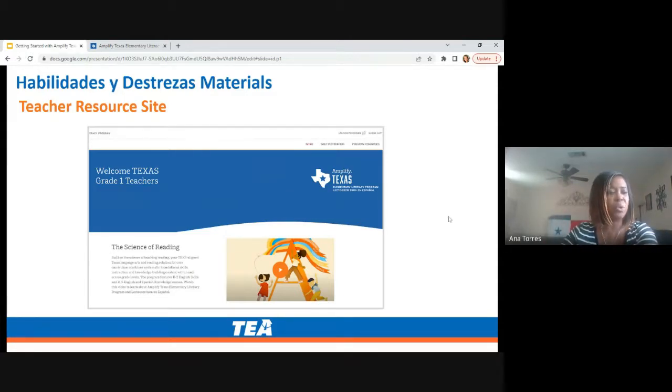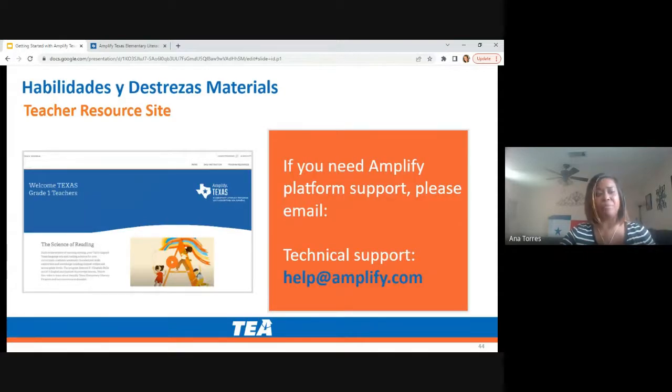But want to make sure that if you need any platform support, for those of you who have credentials, please make sure that you email technical support help@amplify.com. Again, if there's any Amplify support that you need as it relates to the platform, please make sure that you email technical support help@amplify.com.